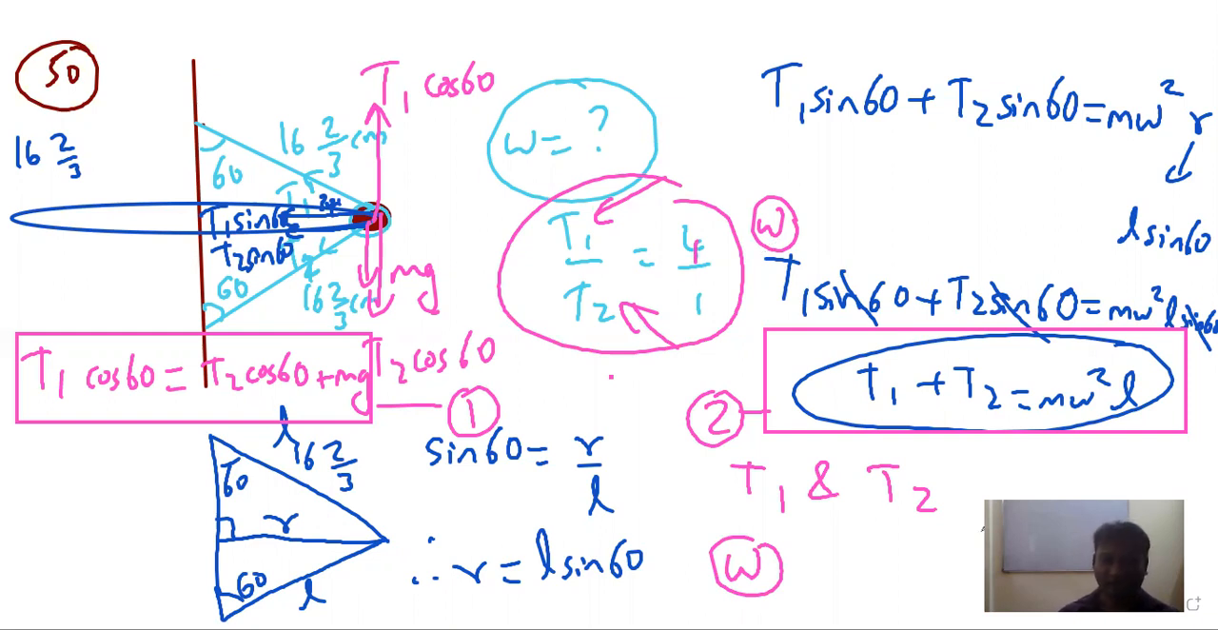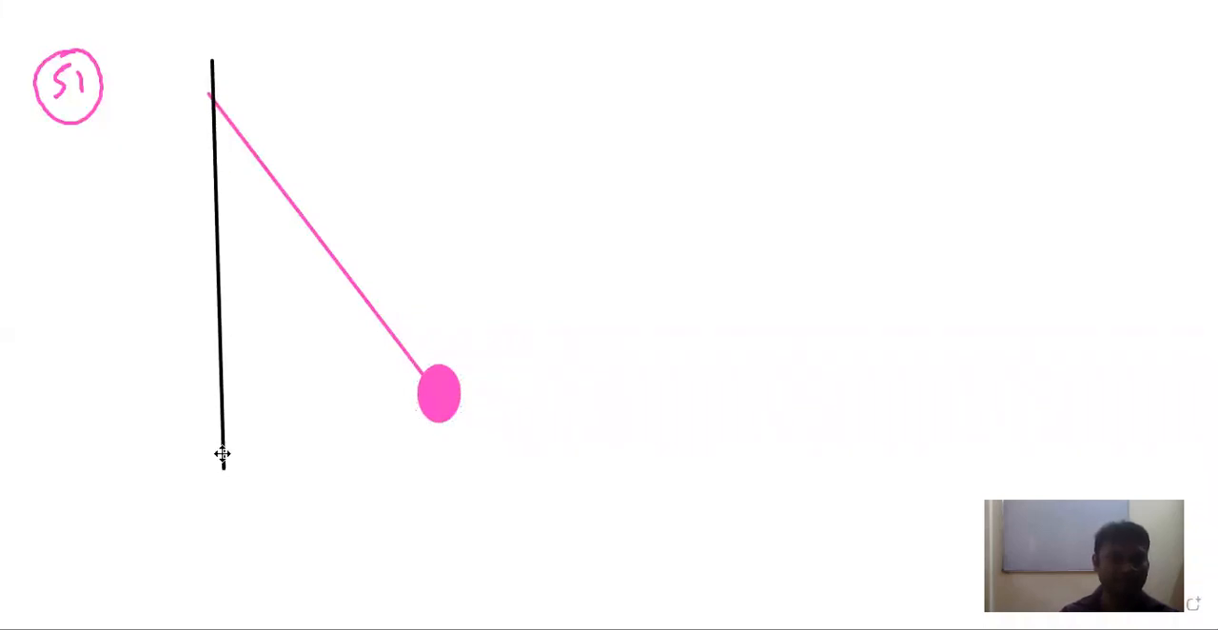So moving on to our last illustrative example of this circular motion, illustration 51. In this case, we have a situation like a conical pendulum, something like this. This is the conical pendulum. Now, we also have a vertical rod here. Let us show it in black color, something like this. And this conical pendulum is moving in a circular path. Let's show the conical pendulum path like this.